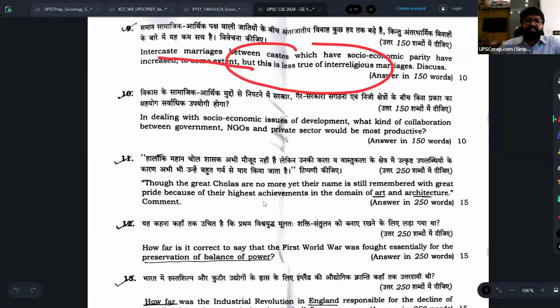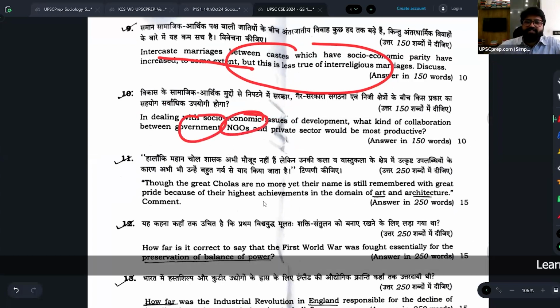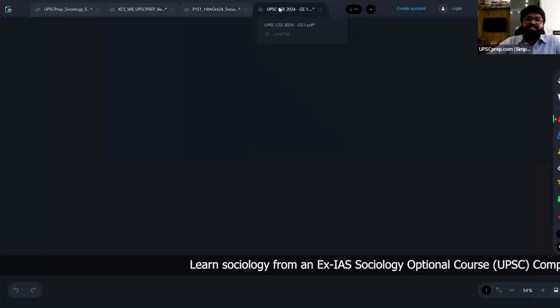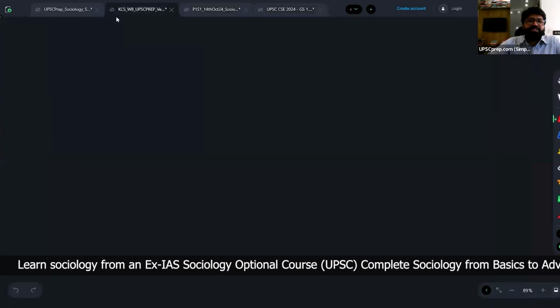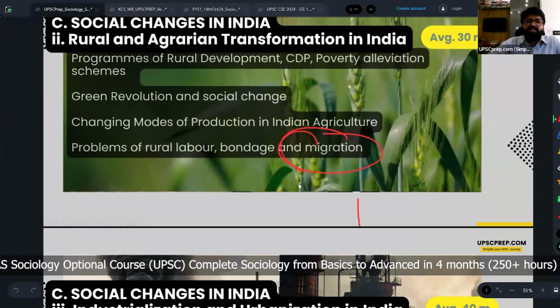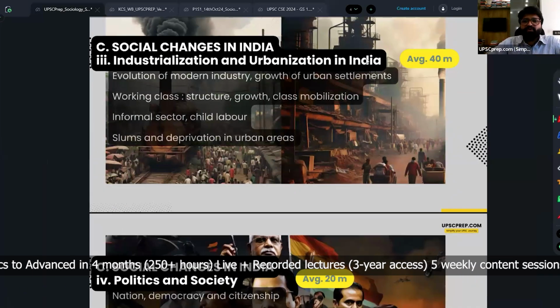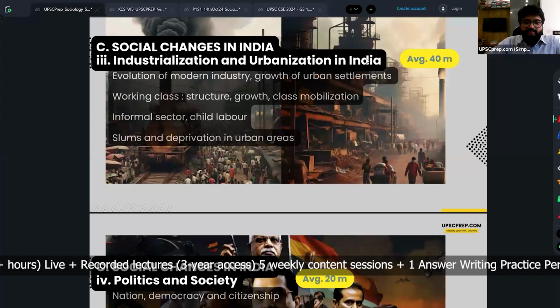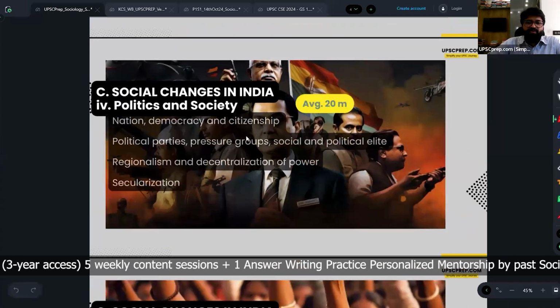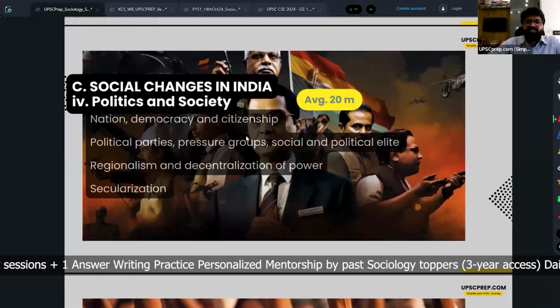Next, look at question number 10. In dealing with socio-economic issues of development, what kind of collaboration between government, NGOs, and private sector? So which item in the syllabus in sociology paper 2 is it related to? Where do I get the content? If I have to borrow some content, tell me quickly, look at the syllabus. Yes, here we will discuss these things.